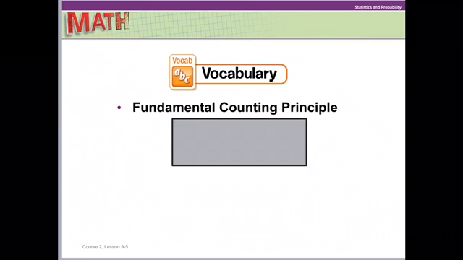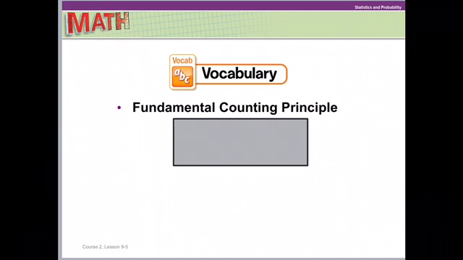So basically, if you have two events happening after each other, so if you're going to flip a coin and then you were going to flip another coin, then you would take the amount of outcomes that you have with the first event and multiply it by the amount of outcomes in the second event.